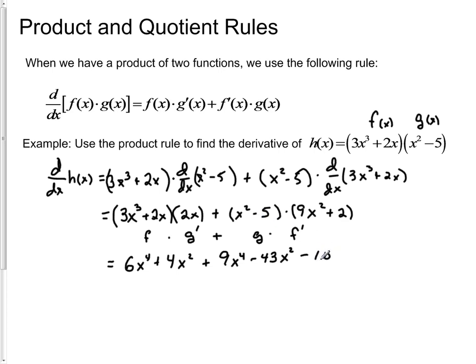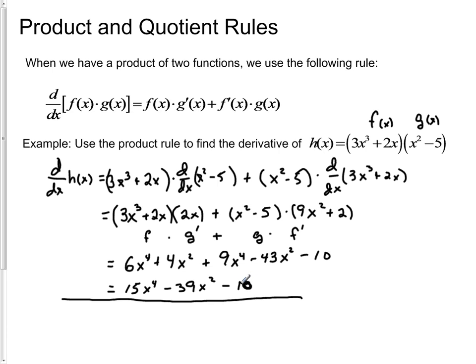So if we combine our like terms together to simplify this one more time, we would see 9 plus 6, that's 15x to the fourth, plus 4 minus 43, that's minus 39x squared, minus 10. Now, how do we know that this is what we're going to get?